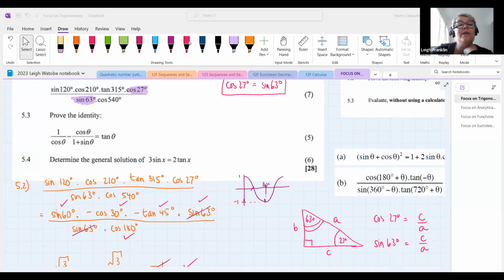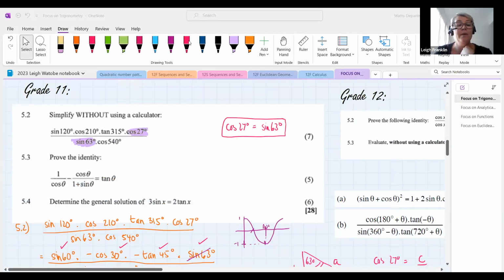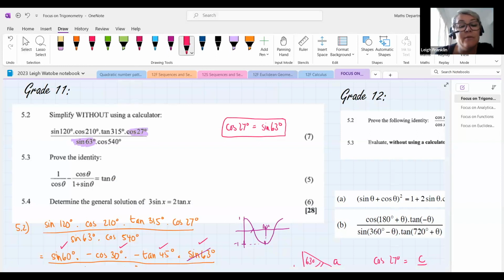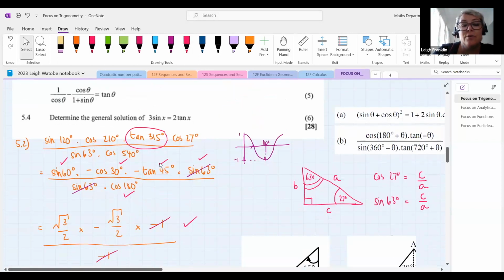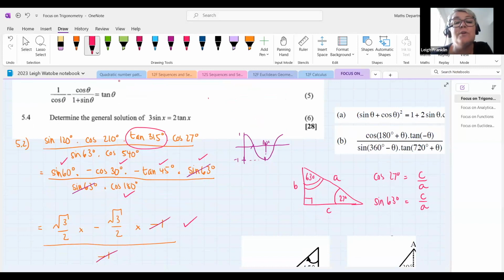So Shantae, just going back here, remember we had to reduce the tan of 315. That was the 4th quadrant where tan is negative. So we would have used tan of 360 minus 45, and that's why it reduces to negative tan 45, which is what we had over here. The tan of 45 is equal to 1, so it would have been negative 1.